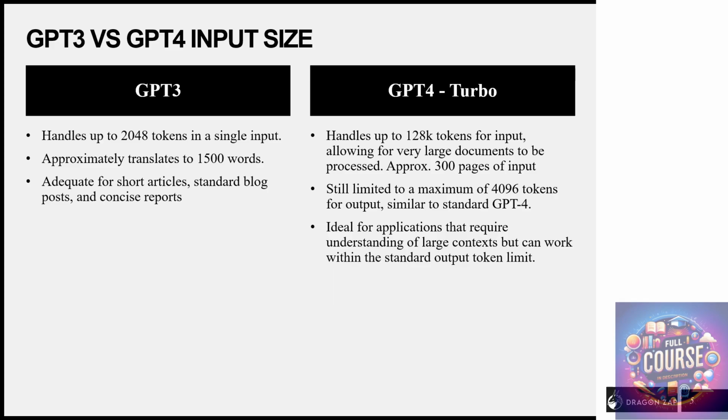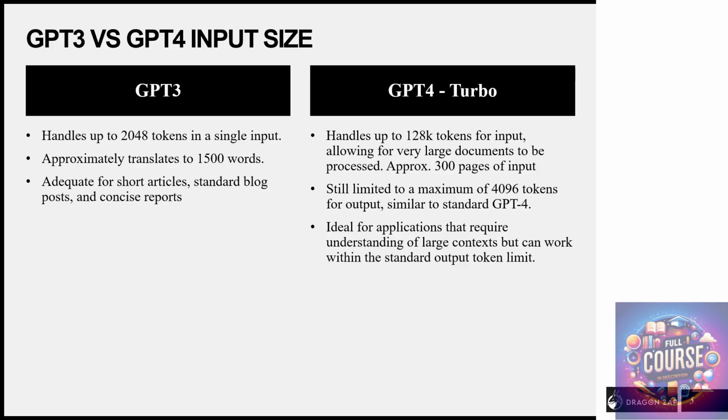So GPT-3 and GPT-4, they do have input size limits. GPT-3 can handle up to 2048 tokens of input, which is around 1500 words. That's quite small. However, GPT-4 Turbo can handle up to 128,000 tokens for input, which means it can read 300 pages of input at a time, which is really impressive. However, bear in mind it is still limited to a lower output of just 4096 tokens.